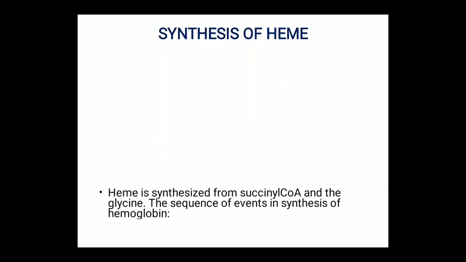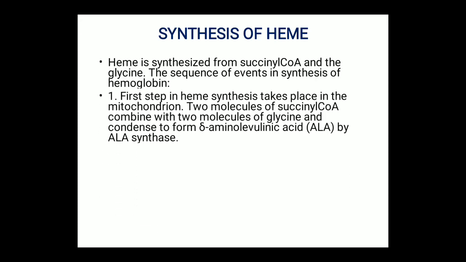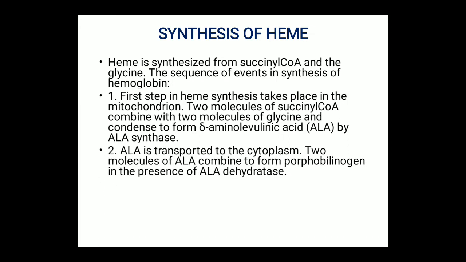Synthesis of heme. Heme is synthesized from succinyl CoA and glycine. The sequence of events in synthesis of hemoglobin. First, the first step in heme synthesis takes place in the mitochondria. 2 molecules of succinyl CoA combine with 2 molecules of glycine and condense to form delta amino levulinic acid, ALA, by ALA synthase enzyme. Second, ALA is transported to the cytoplasm.